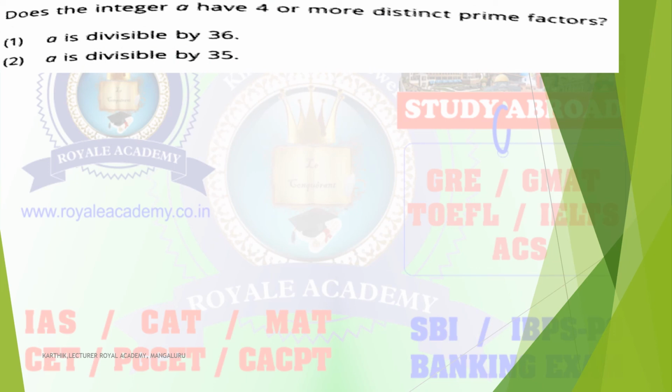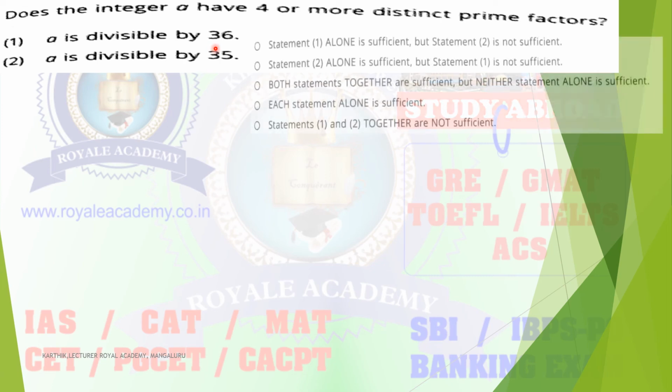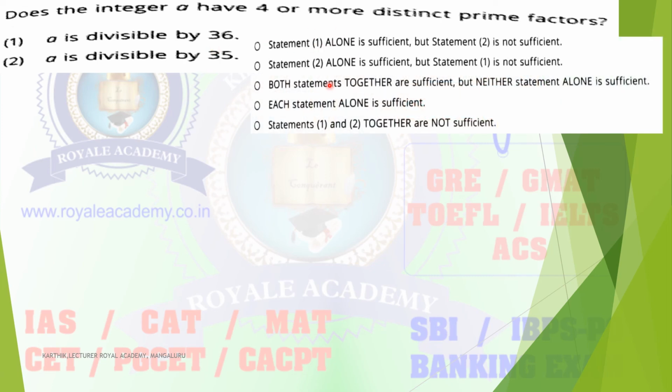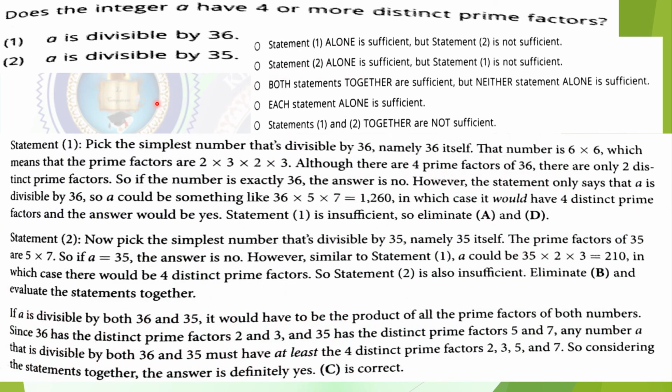Does the integer A have 4 or more different prime factors? They are asking about different prime factors. So from the first statement, what is given? A is divisible by 36. And the second statement is A is divisible by 35. These are the different options.